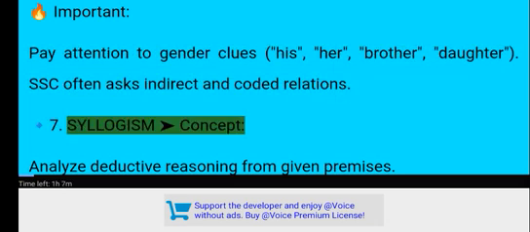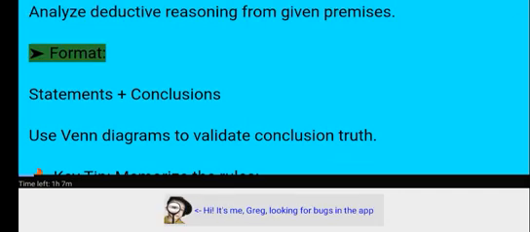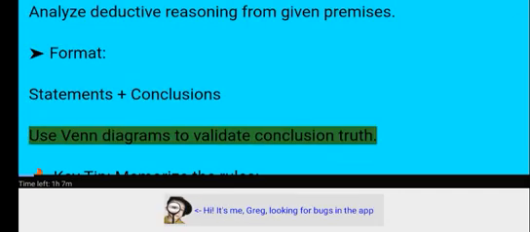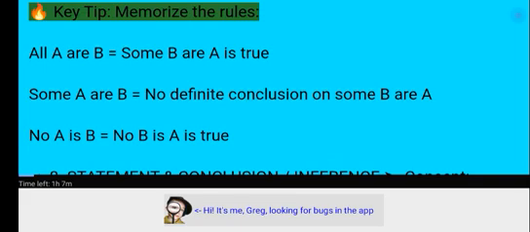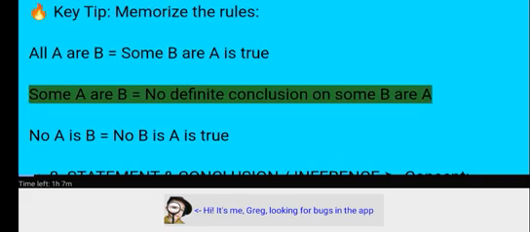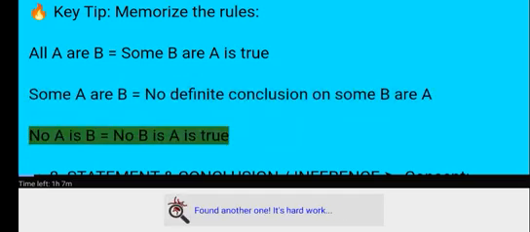Point 7: Syllogism concept. Analyze deductive reasoning from given premises. Format: statements plus conclusions. Use Venn diagrams to validate conclusion truth. Key tip: memorize the rules. All A are B equals some B are A is true. Some A are B equals no definite conclusion on some B are A. No A is B equals no B is A is true.